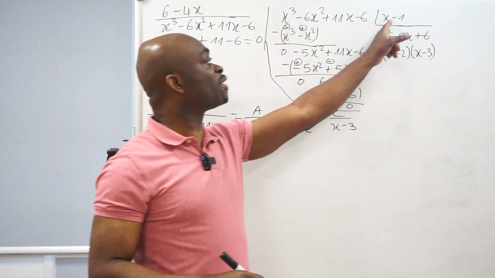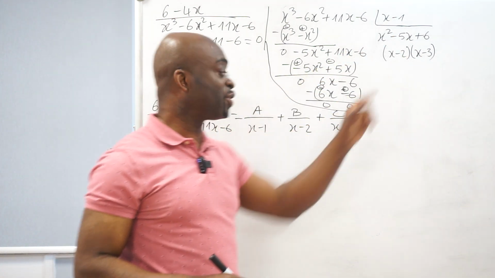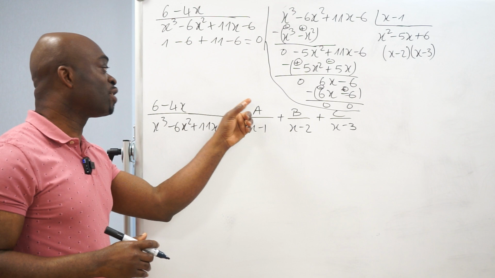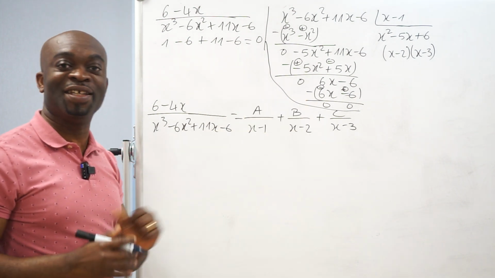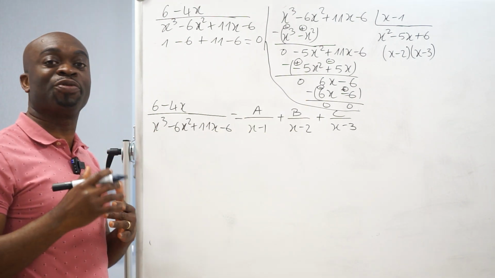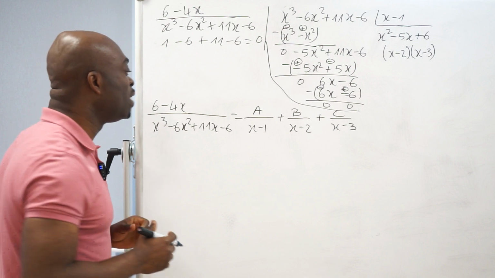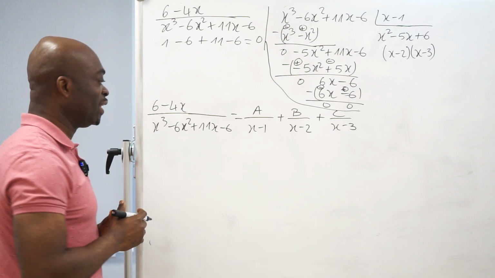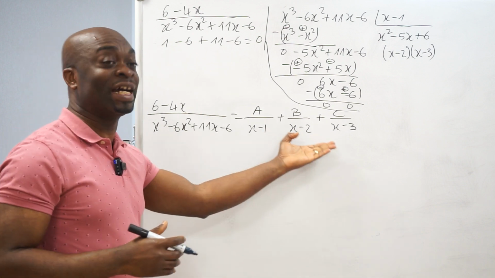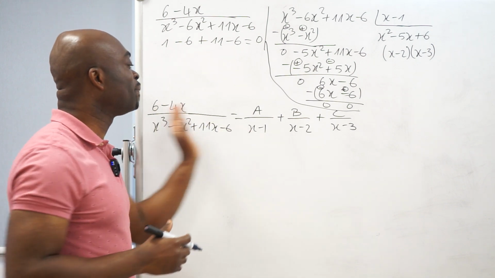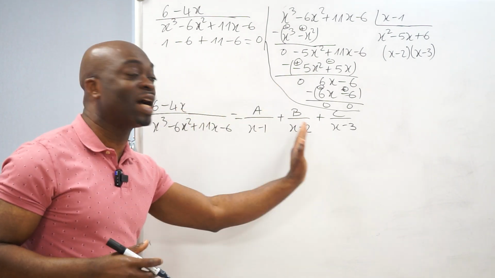Because remember, x minus 1, x minus 2, x minus 3. And that's how we put it down. That's the reason why we have A, B, and C, okay? We have power 3 as the order here. So now, how can we move forward? We're going to take the factored expression and multiply it by each of the fractions.